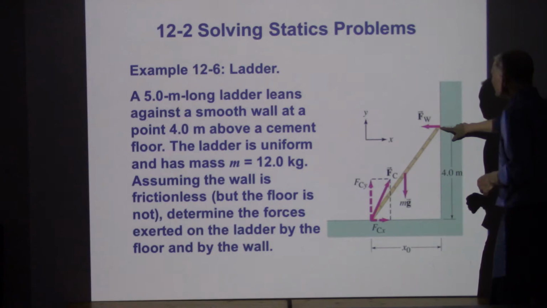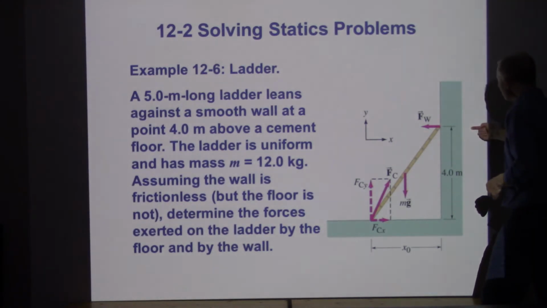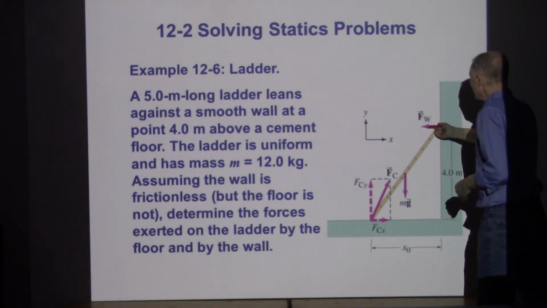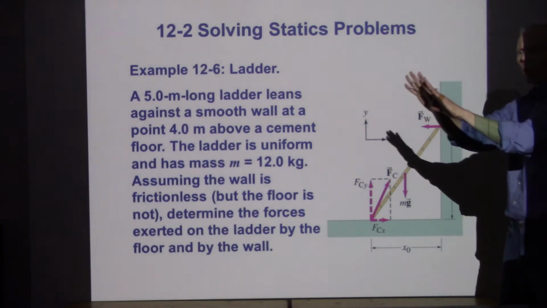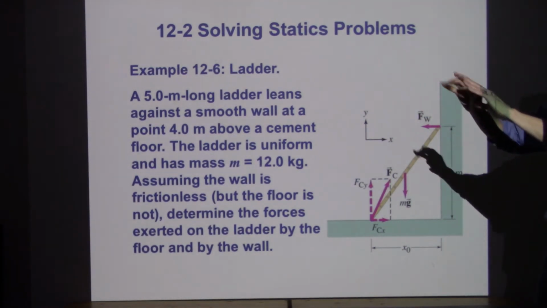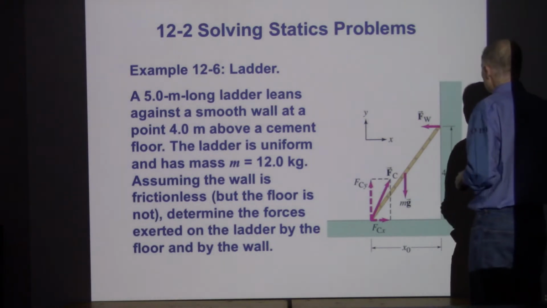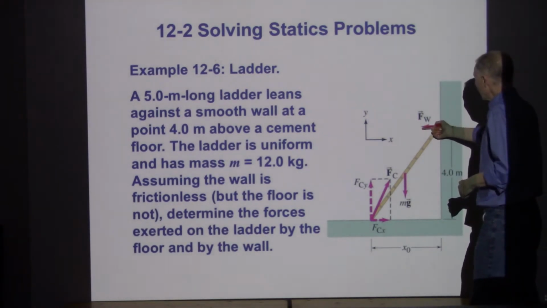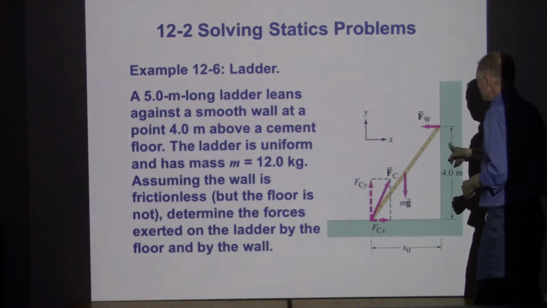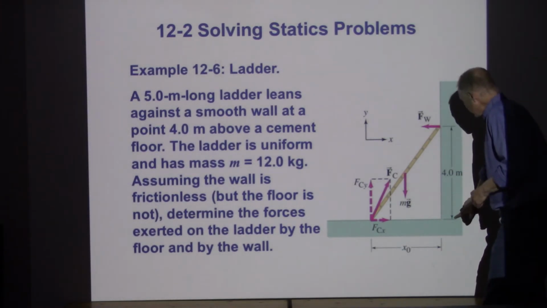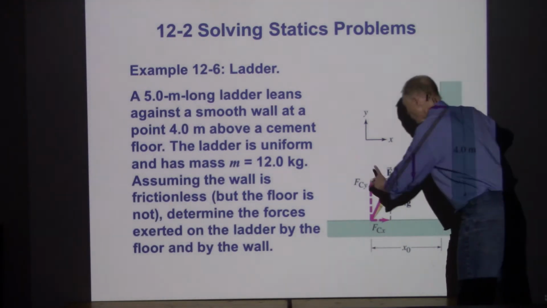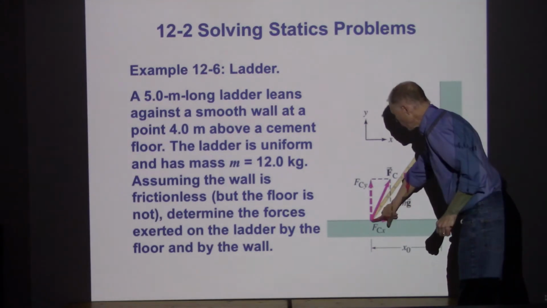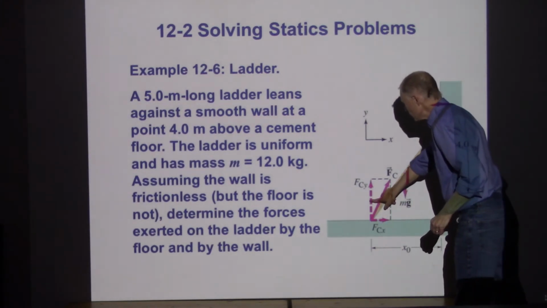The ladder is leaning against the wall, and that means that there's a normal force of the wall pushing the ladder, holding it at that location. Again, the wall's got to be sturdy enough that it can hold the ladder and prevent it from collapsing. And that point of contact is 4 meters high. Now that's a normal force. There's another normal force right here on the lower end of the ladder.